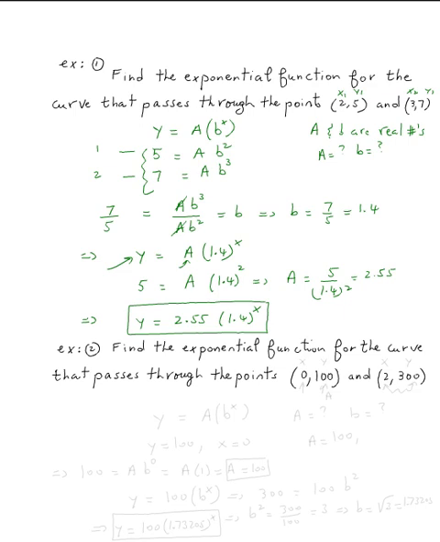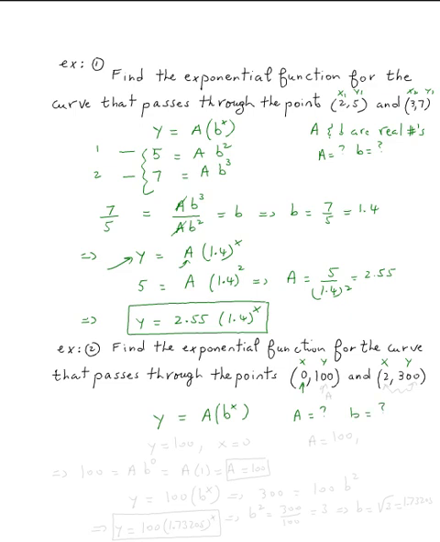Now for example 2, it's the same question. We need to find the equation of the exponential function that crosses these 2 points. So we know when x is 0, y is 100. When x is 2, y is 300. The difference between this example and example 1 is that here we have an x that's 0. So this problem is a little bit easier than example 1. Why? Let's see why. First, we start the same way. We know that the equation has this form, y equals a b to the x. And all we need to do, again, is find a and b.